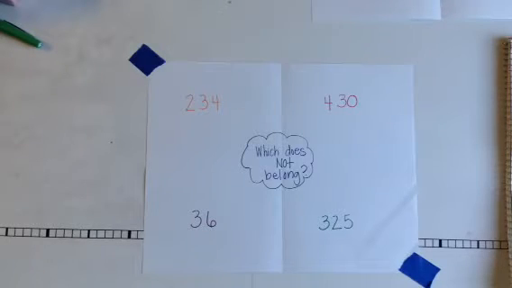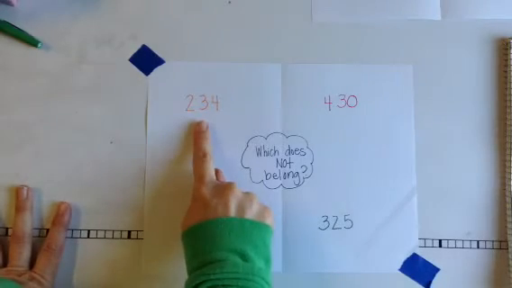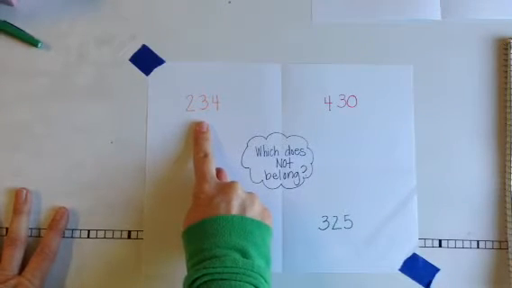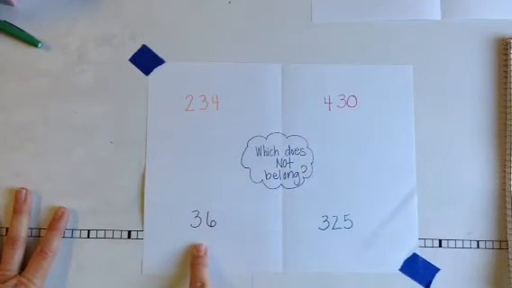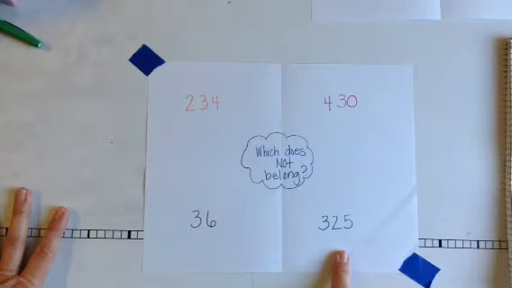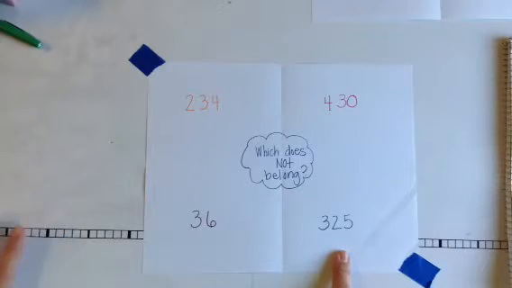We're going to start by looking at each number. On the top, we have 234. To the right, we have 430. On the bottom, we have 36. And down here, we have 325. I'm going to give you a second to think about which one doesn't belong. It's also important to think about why they don't belong. So what is the reason you feel like that number does not belong with the other 3?